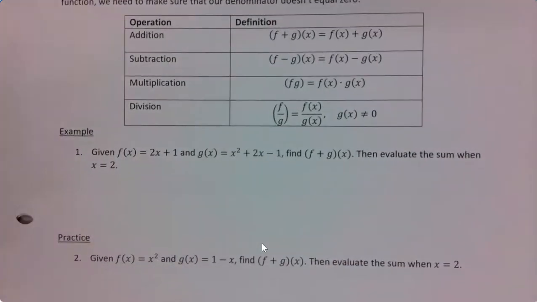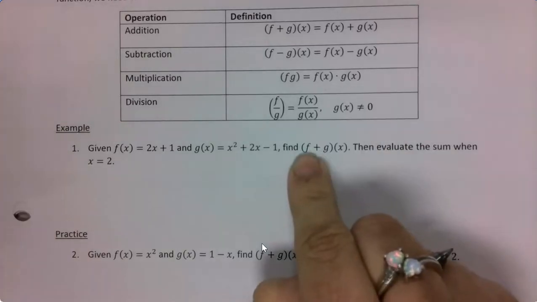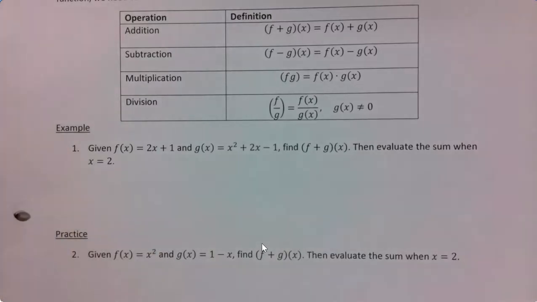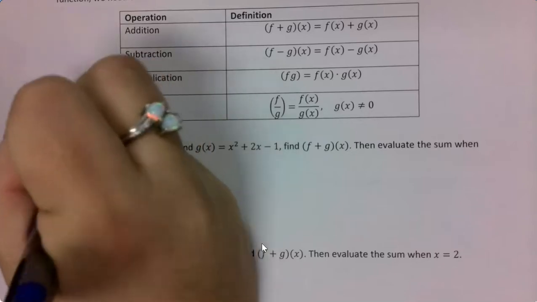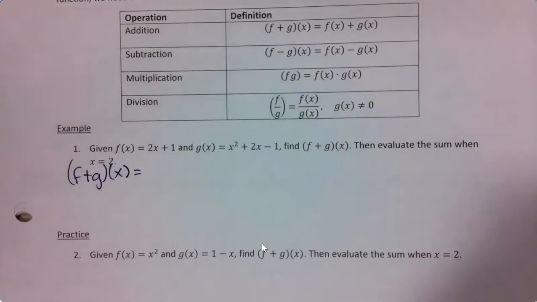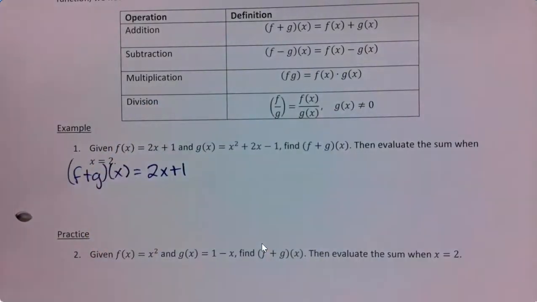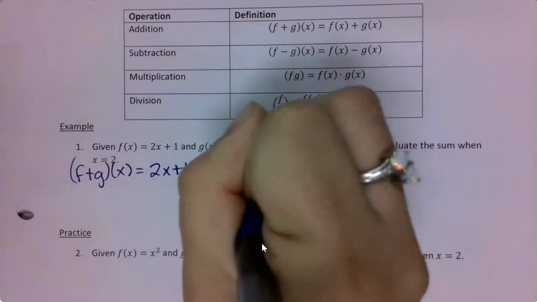So number one wants me to find the function where I add it together and then evaluate the sum when x equals 2. So this is two parts. I'm going to start by adding my two functions together. I'm going to just write out what I'm doing. f of x is 2x plus 1, and then g of x is x squared plus 2x minus 1.